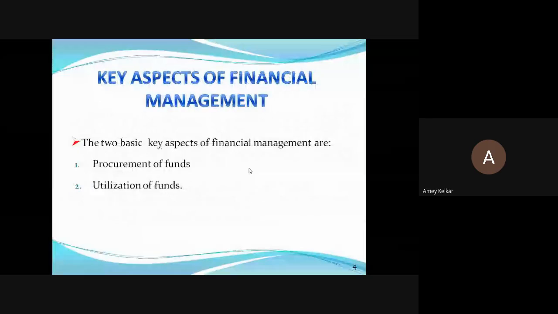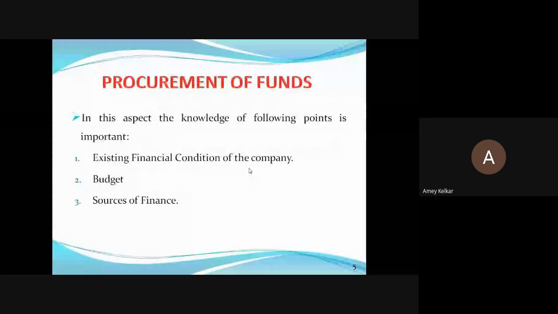Now there are two things in financial management. One is procurement of funds. Second is utilization of funds. Both terms have relevance and importance with respect to your construction. Procurement of funds means from where and how you'll get the funds. Utilization of funds means how will you use the funds and when will you use the funds.